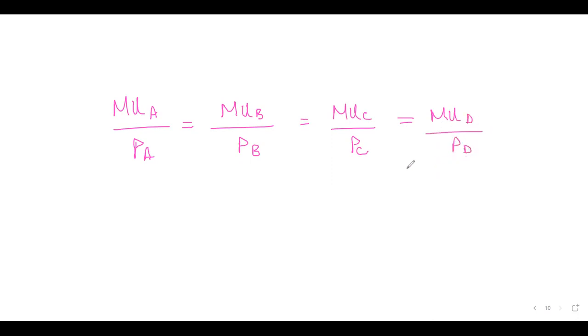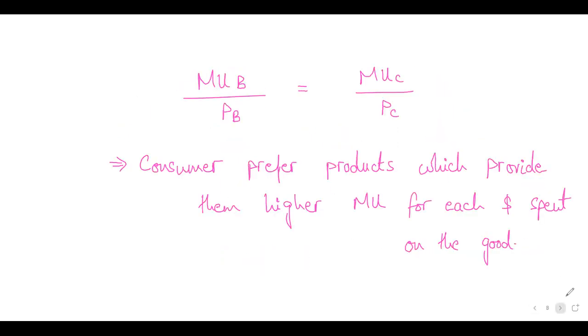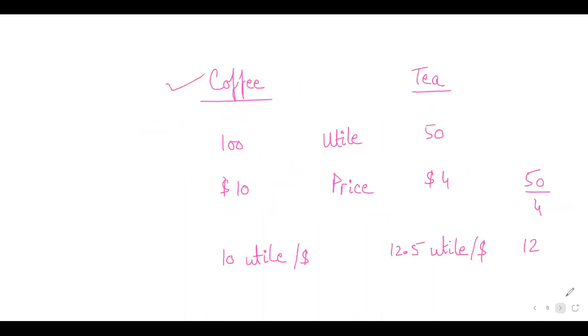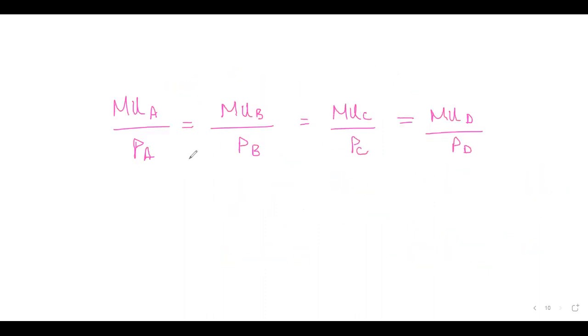Now, what we are saying when we generalize the equimarginal principle like this is that out of all possible options, the consumer will choose the product that gives him the highest level of utility for each dollar that's spent on that good. Consumers in real life are not choosing between two products, they're choosing between hundreds of products, or at least multiple products. So they will choose products which give them the highest level of utility for each dollar spent on them.